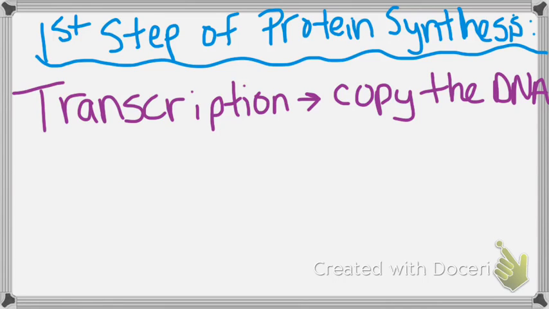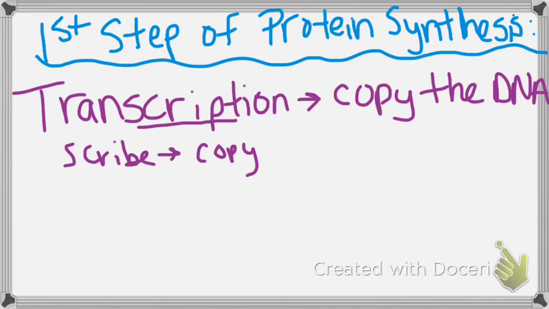This is much like if you think about the word scribe, where script comes from. The word scribe actually means to copy. So a long time ago, before we had copy machines and things like that, if you wanted something copied, you had to do it by hand. And those were the jobs of scribes. Scribes literally would sit all day long and copy one book to another, so that we could have multiple copies of the book. So transcription is our process of making a copy of the DNA.